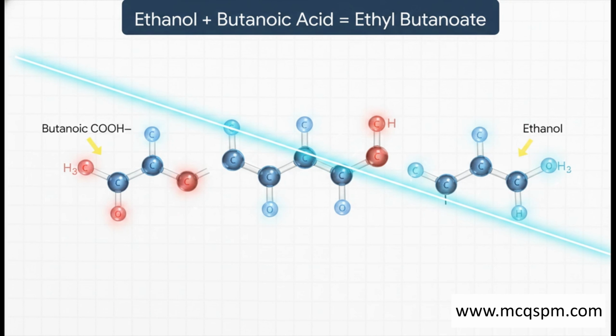Want the fast way to solve this every time? Here's the trick. Find that ester link, that COO bit, and mentally chop it right after the single bonded oxygen. The side with the double bonded oxygen always comes from the carboxylic acid. In this case, that's butanoic acid. And the other piece comes from the alcohol, which is ethanol. It's a super quick trick to work backwards and find what you started with.